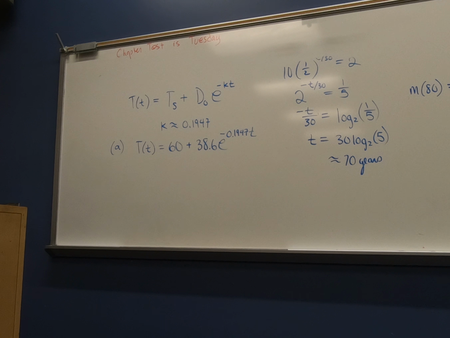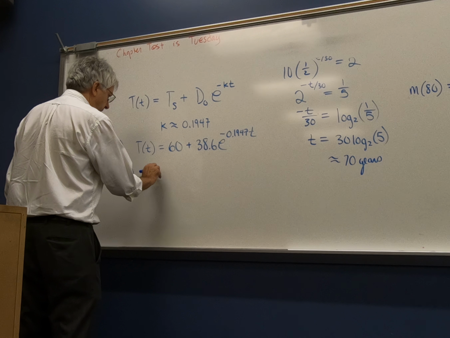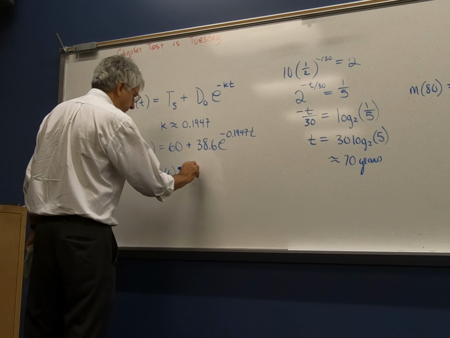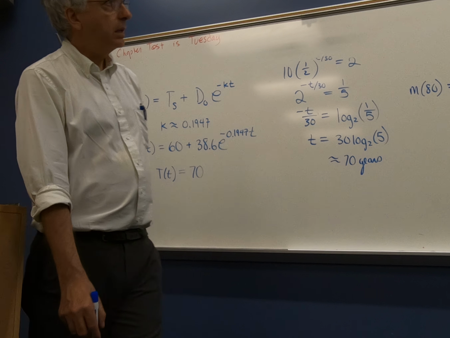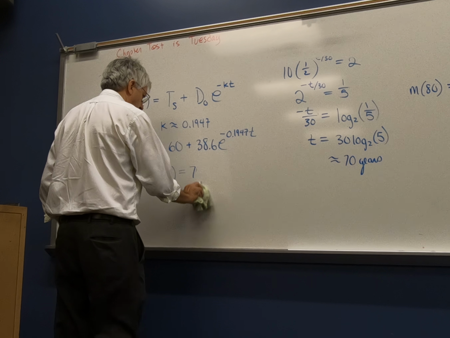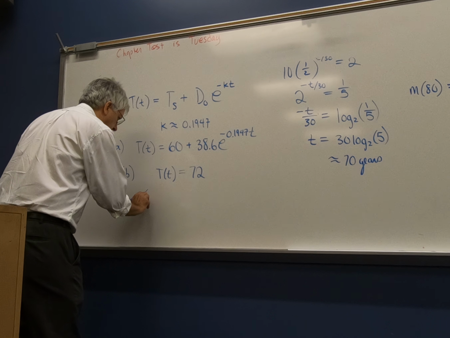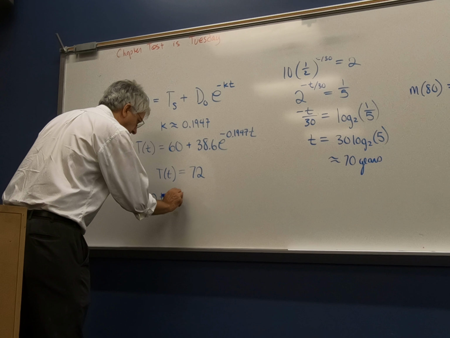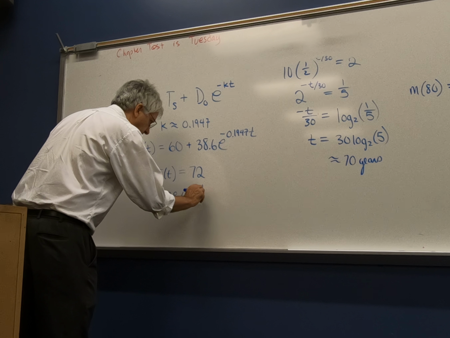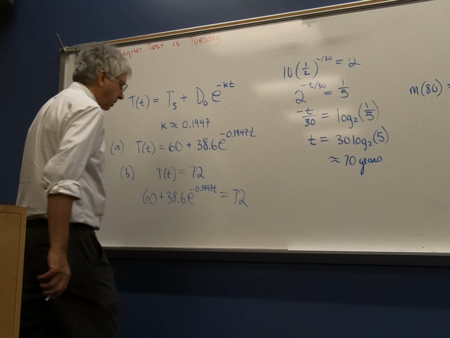If the temperature of the body is now 72 degrees, how long ago was the time of death? Okay, so we want to solve this equation in part B. T of t is equal to 70, is that what it said? 70? 72. All right, so that's going to say that 60 plus 38.6 e to the negative 0.1947 t equals 72.